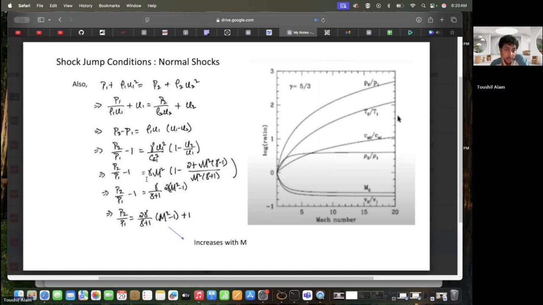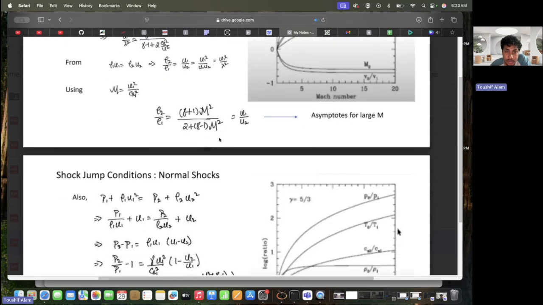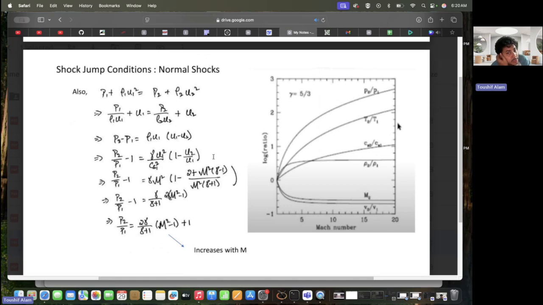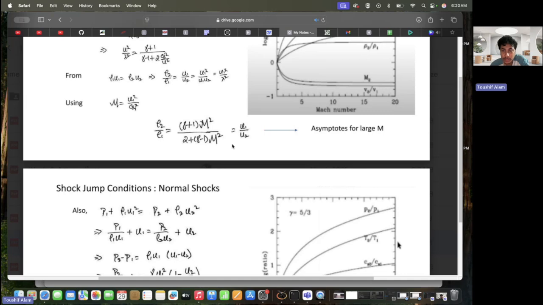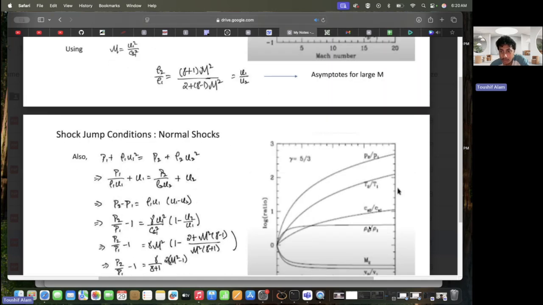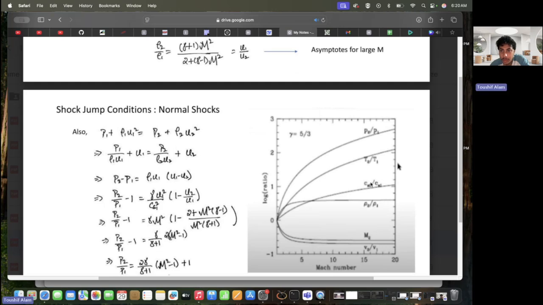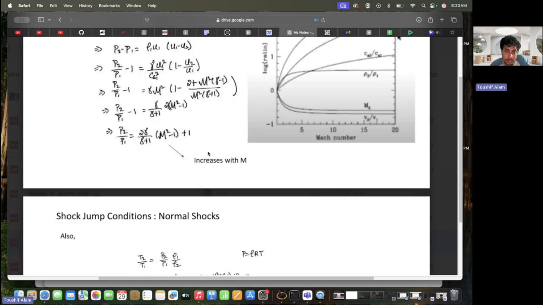P2 by P1 minus 1 is gamma M squared times (1 minus u2 by u1). We put in the equation u2 by u1 is (2 plus M squared (gamma minus 1)) by (M squared (gamma plus 1)). So we'll get P2 by P1 equals 2 gamma by gamma plus 1 times (M squared minus 1), plus 1. Basically, the idea is to represent things in terms of ratios: ratios of P, ratios of rho, ratios of u. You can see P, rho, u, and T also are there. So the idea is this.